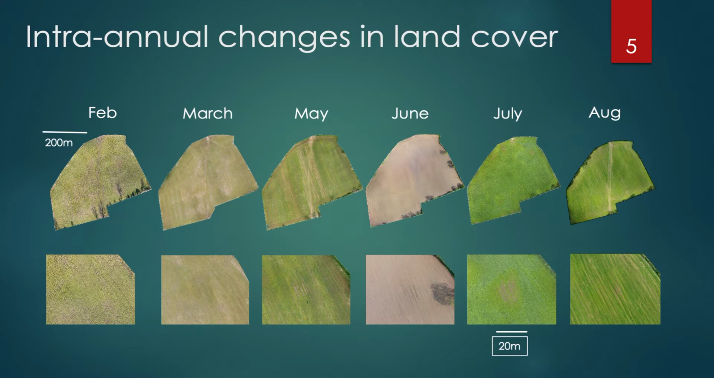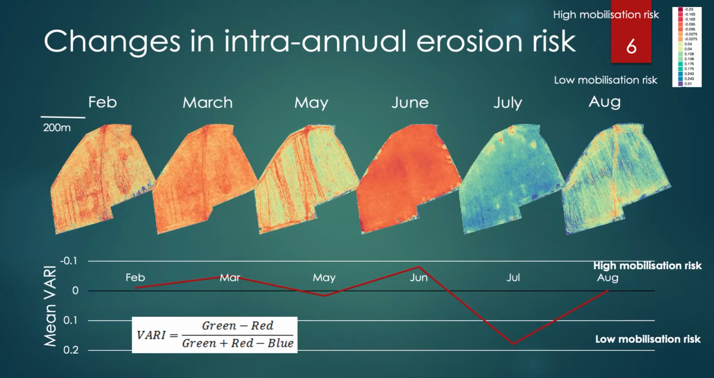But to get this from a set of pictures to a set of values, we use an algorithm called VARI, which basically is an index of how green the land cover is. And the greener it is, the more vegetation there is, and the more vegetation, the more protection that soil surface has from the soil being mobilised from rainfall. And you can see here how the patterns vary across the field and how that changes over time. You can see how our peak mobilisation risk came out in June this year when the field was reseeded, and that dropped very rapidly into July due to the grass establishment.